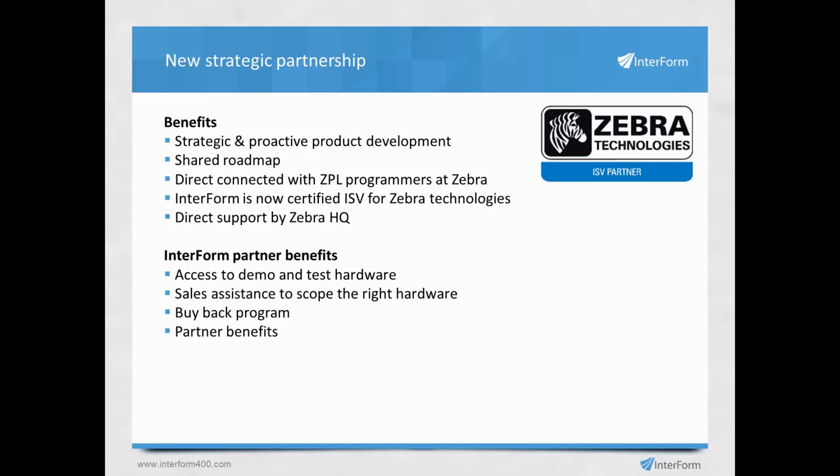For our business partners, it's also easier now to get access to demo and test hardware, so that you as our business partners can actually check out various Zebra printers. For Interform customers, it's also possible to get assistance from Zebra if a customer is trying to find out which type and which size of printer they should purchase. And for Interform customers, Zebra is offering a special buyback program.